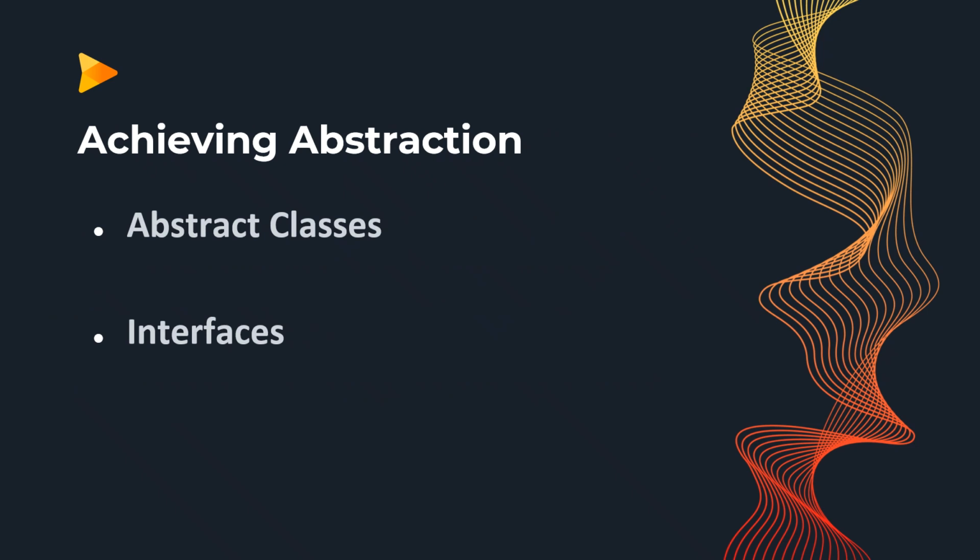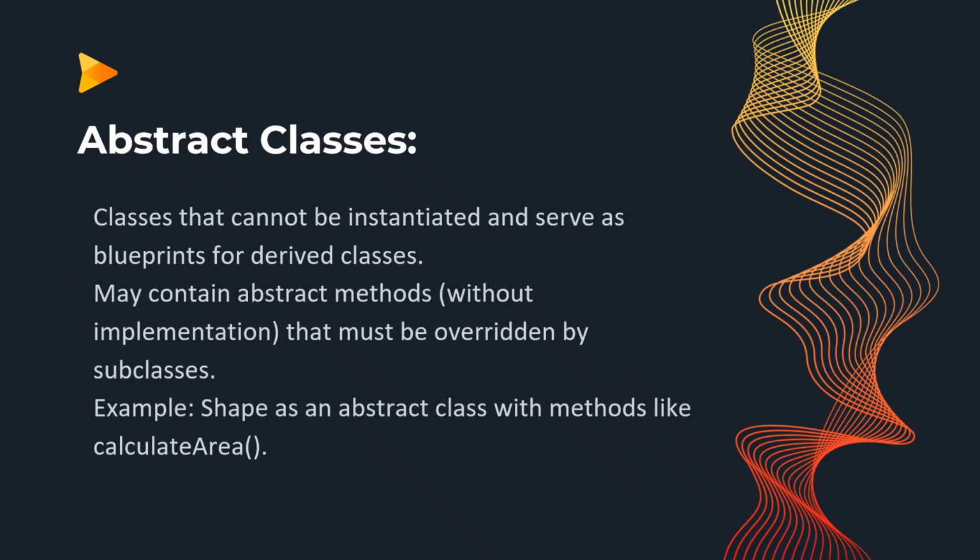Now we can achieve abstraction by using two different methods. The first one is abstract classes and the second one is interfaces. The major difference is that in abstract classes we can also use non-abstract methods, and it provides partial abstraction, meaning it will not provide 100% abstraction.